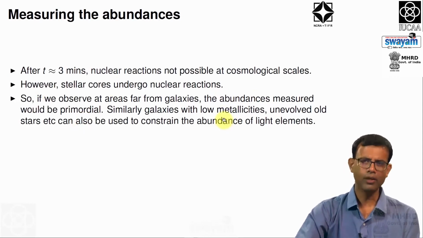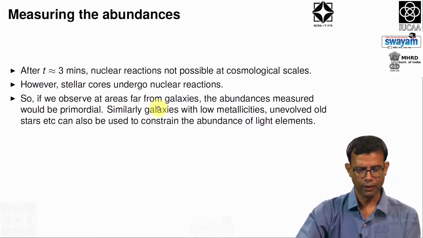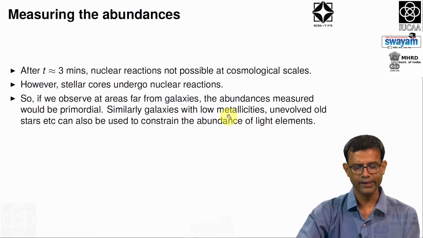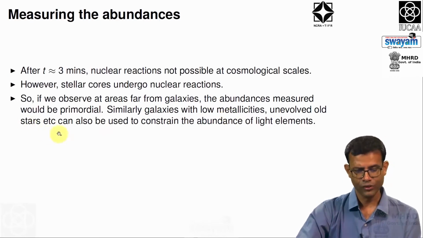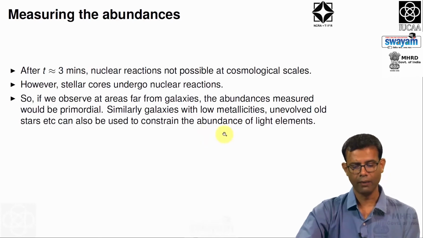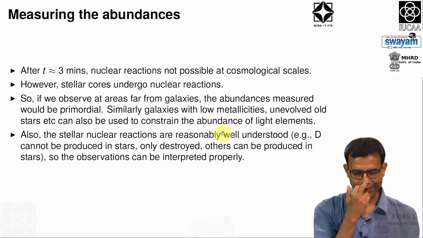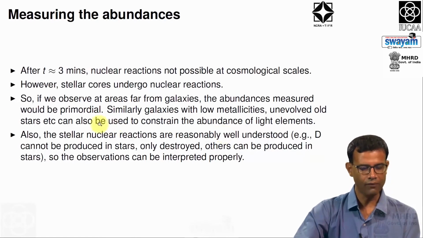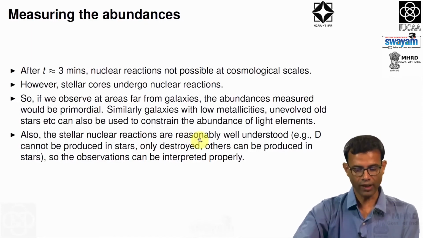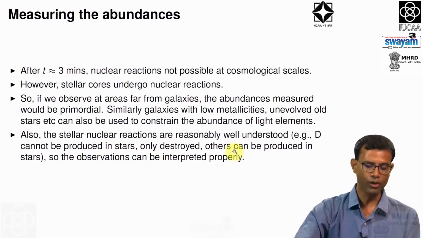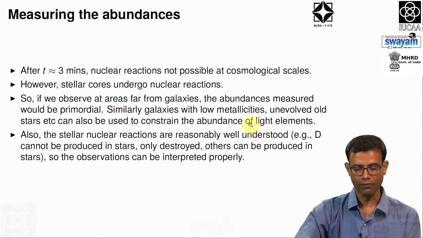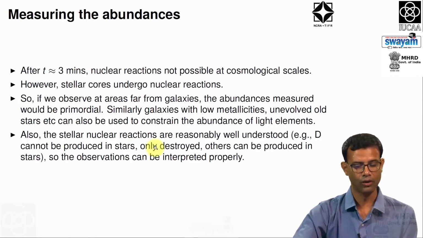Not only that, one can do much better. For example, people have observed galaxies where the metallicities are low, or unevolved old stars and so on, and they can also be used to constrain the abundance of light elements. Remember, this is combined with our knowledge of stellar nuclear reactions. These are very well understood. Okay. For example, we know deuterium cannot be produced in stars, only destroyed. There are other elements which can be produced in stars and so on. So, even when we observe these abundances, we can interpret these observations properly because we know what could have happened in the stellar cores.